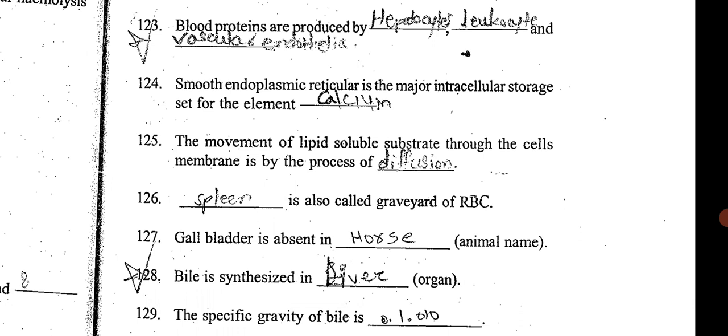Spleen is called the graveyard of red blood cells. Spleen is the graveyard of red blood cells.